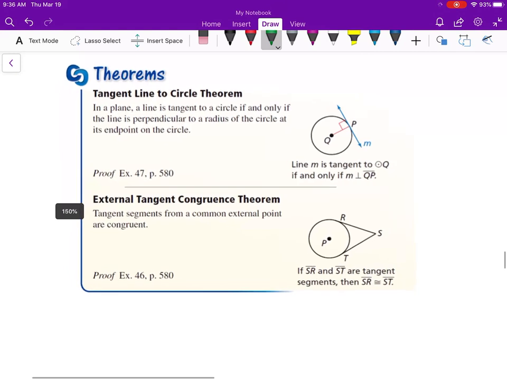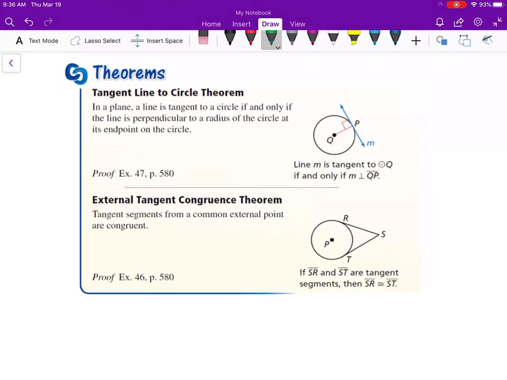Okay, theorems. This is where we want to spend a little bit more time. In a plane, a line is tangent to a circle if and only if the line is perpendicular to a radius of the circle at its endpoint on the circle. So this is what we talked about earlier. This is a tangent line if this is 90 degrees.